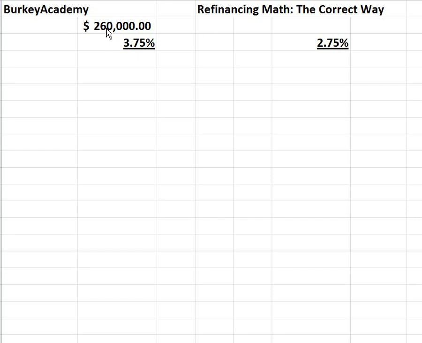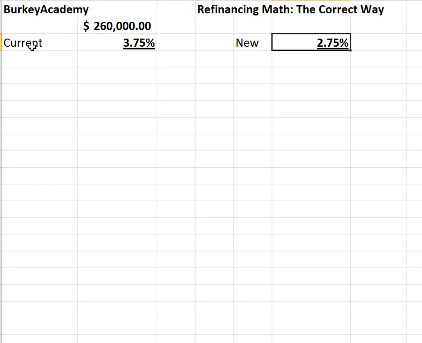Now, suppose that the principal, the amount you owe on your house, is $260,000, for example, and you're trying to decide whether to refinance a mortgage to a lower rate. Suppose your current rate is 3.75%. It could be anything. Let's just say 3.75%. And the new rate would be 2.75%.